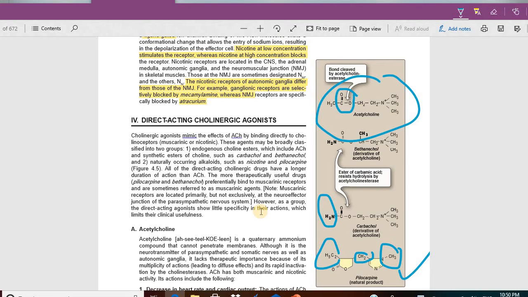The source of my video is Lippincott. I have chosen this book because its language is simple and comprehensive, so students can easily understand and memorize the effects or side effects. So let's start the topic.